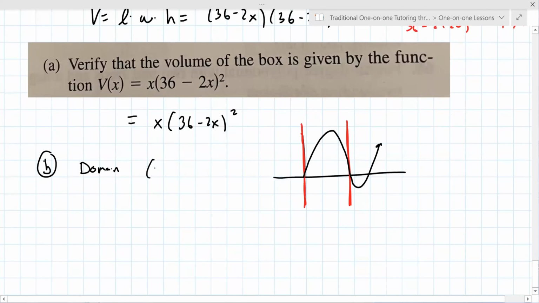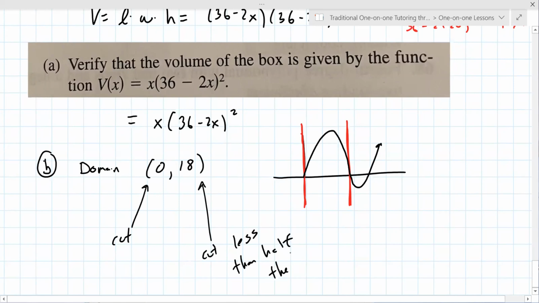So basically you're trying to figure out what's reasonable here. What's reasonable is anything from 0 to 18, because this means you have to make a cut, and this means your cut is less than half. 36 minus 2 times 18 gives you 0, and x equals 0. So the domain is essentially like finding the zeros of this function.